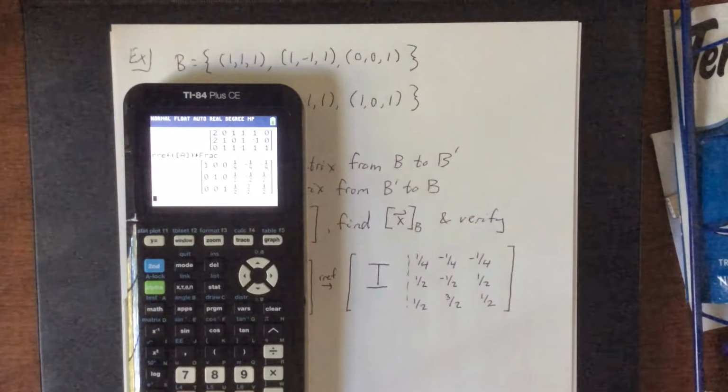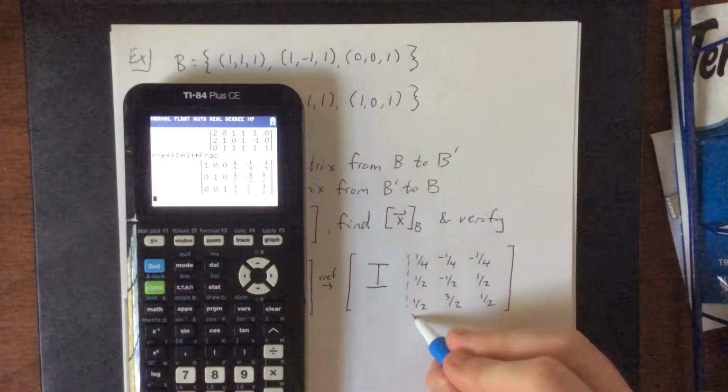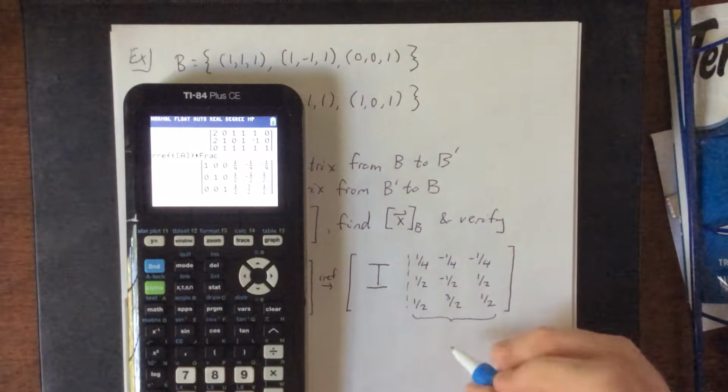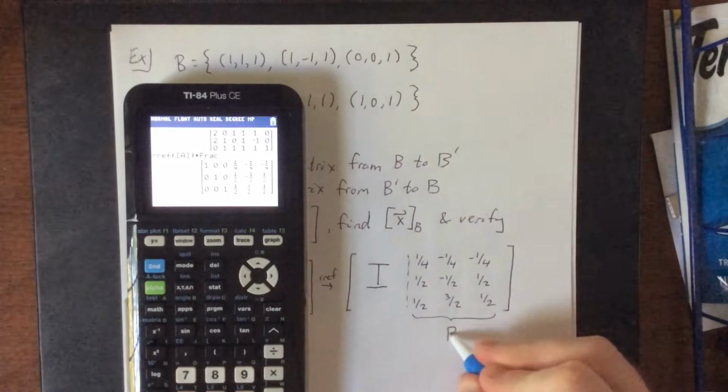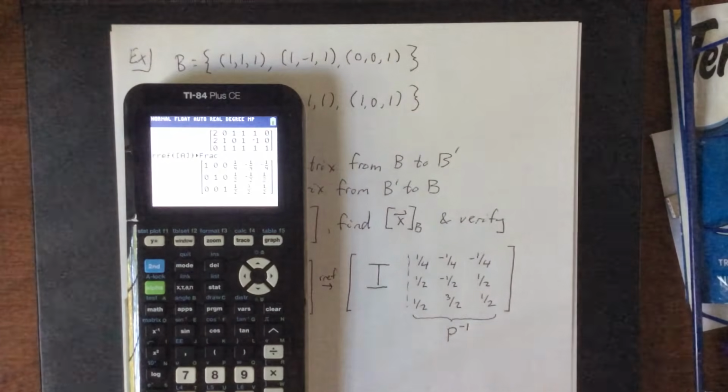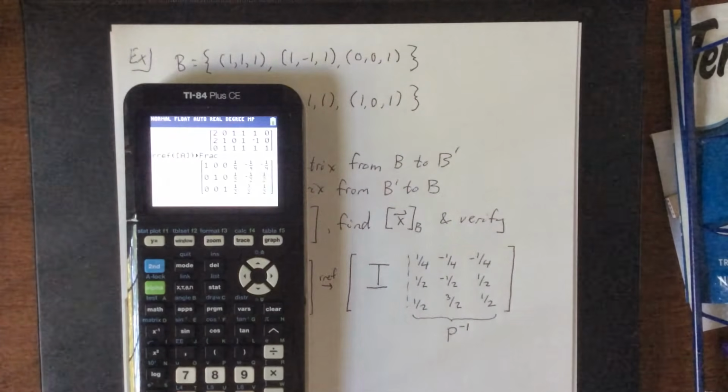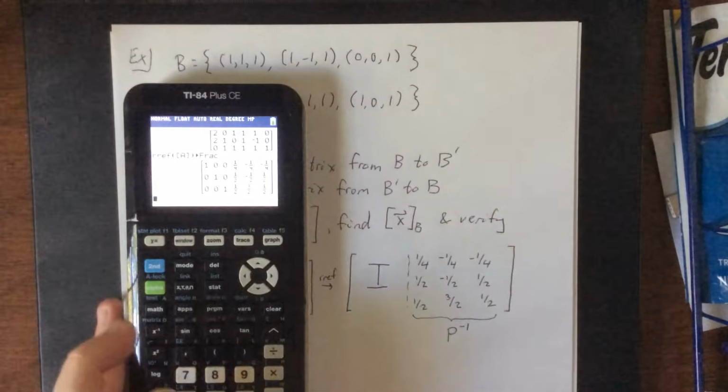Now for the sake of space on this page, we'll just say that this 3x3 matrix that we wind up with here is referred to as the transition matrix, and we will refer to this for the time being as P inverse. That way when we find the transition matrix in the other direction, that will just be P.